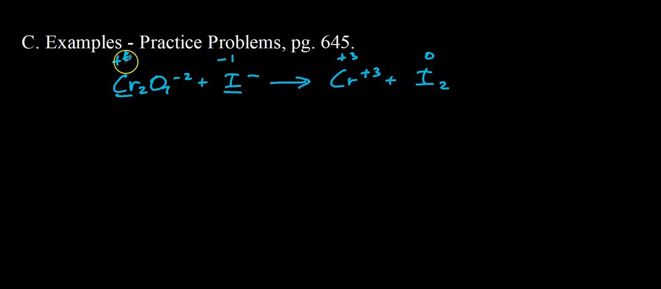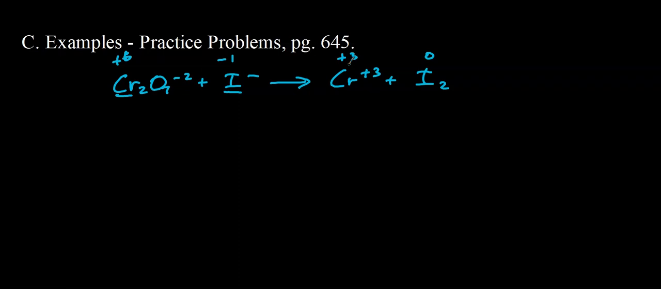So chromium is going from +6 to +3. Its oxidation state is going down. That's because the chromium is being reduced. Iodine is going from -1 to 0. Its oxidation state is going up, indicating that iodide, I minus, is being oxidized. So that, again, will help us when we get to the step where we balance charge by adding electrons.